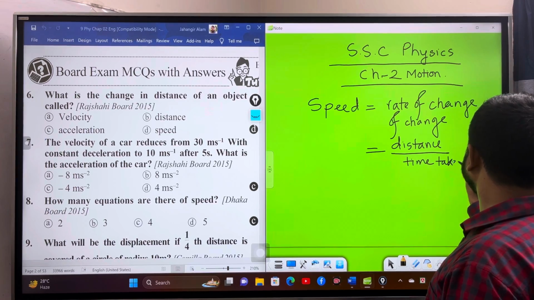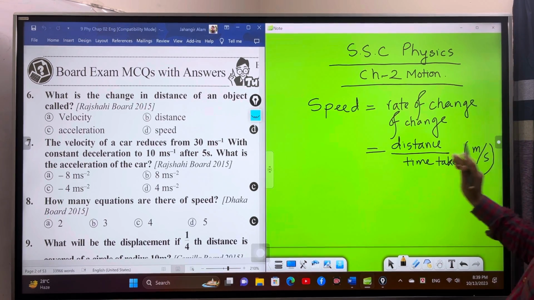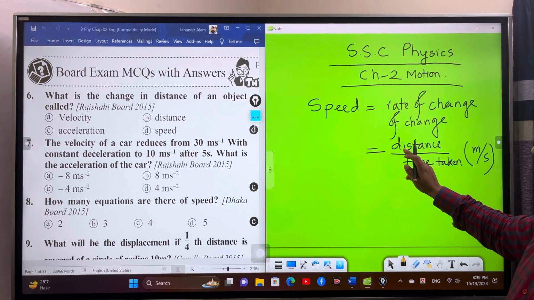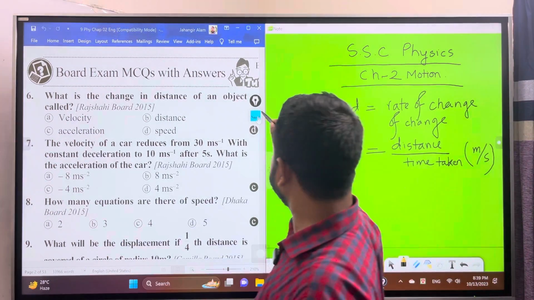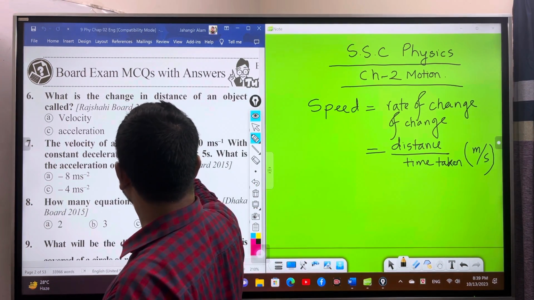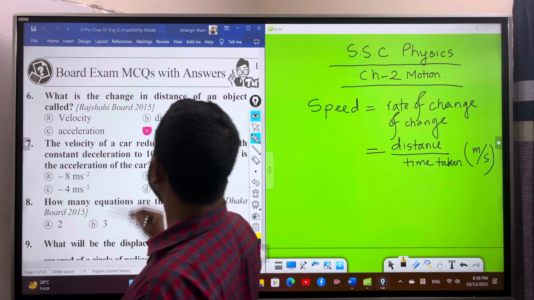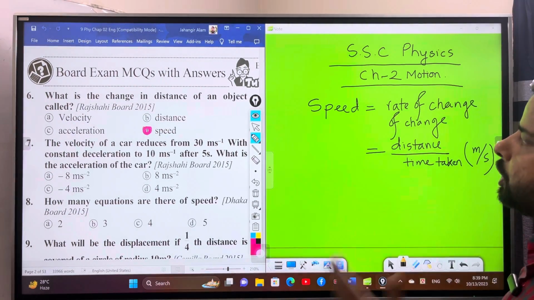The unit of speed is meter per second, because speed is the ratio of distance and time. So the correct answer is speed. Remember, the rate of change of distance is speed.